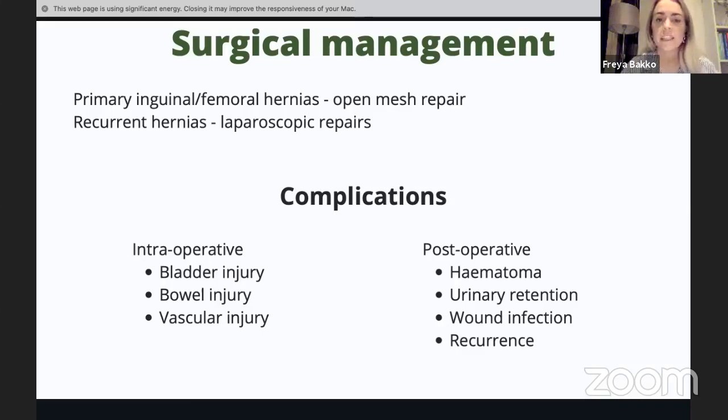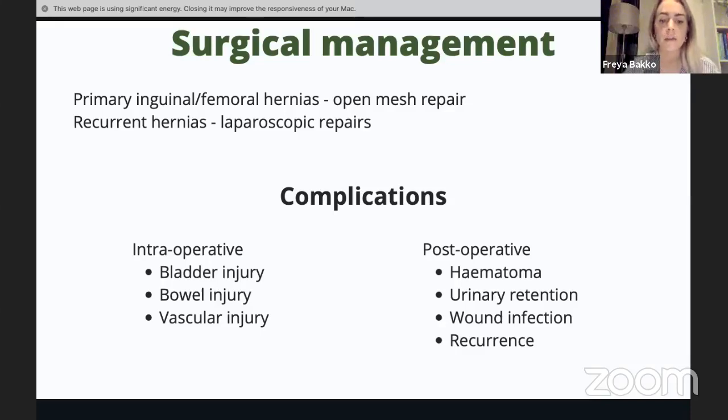So we're not going to go into detail of the operation, but just to mention some of the complications that happen during intra-abdominal surgery in general, but you might also see particularly in hernia surgeries. So the intraoperative complications include bladder injury, bowel injury, and vascular injury. So just make sure you remember your anatomy. It's very simple. The bladder is quite close to the intestine.